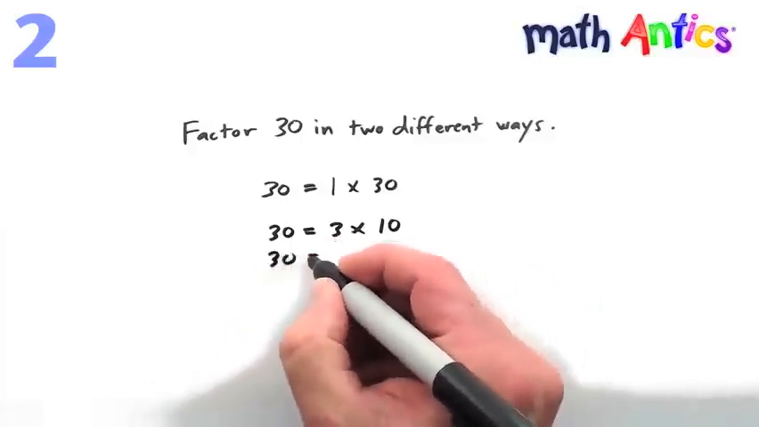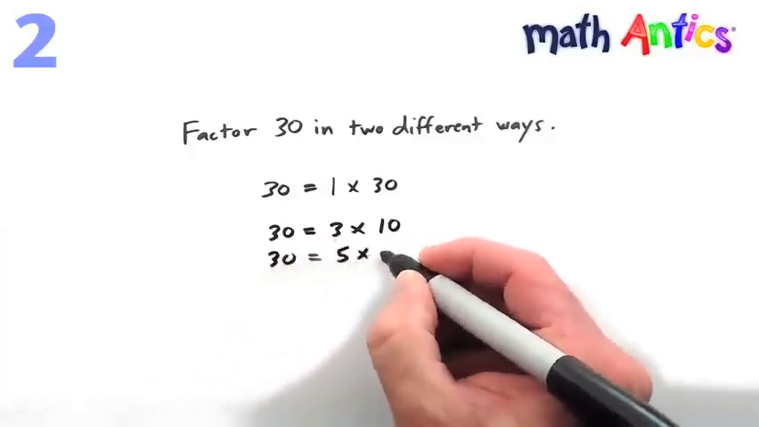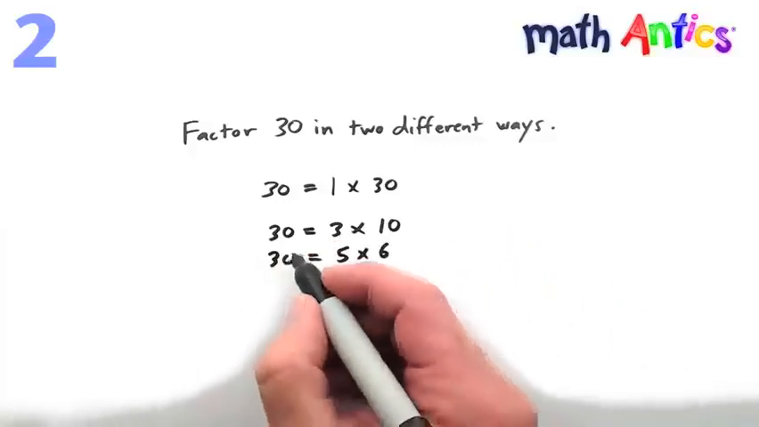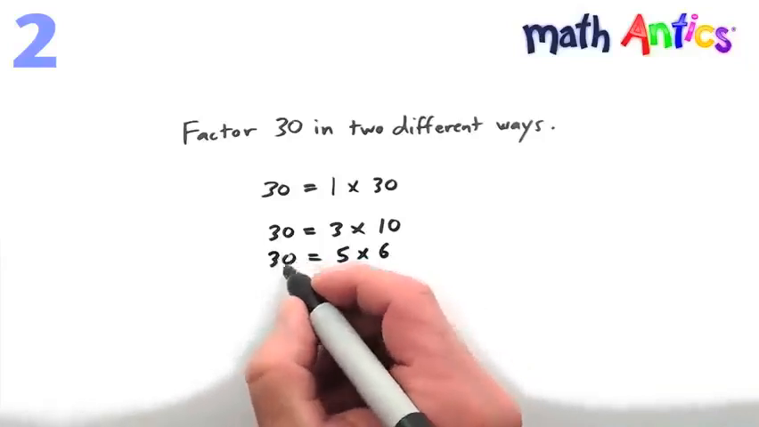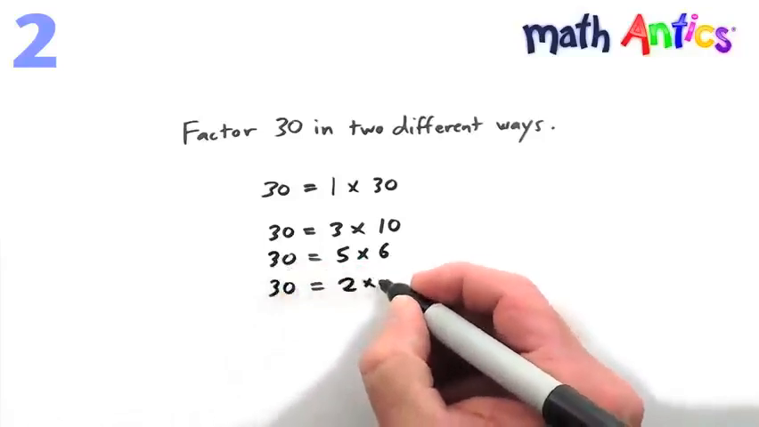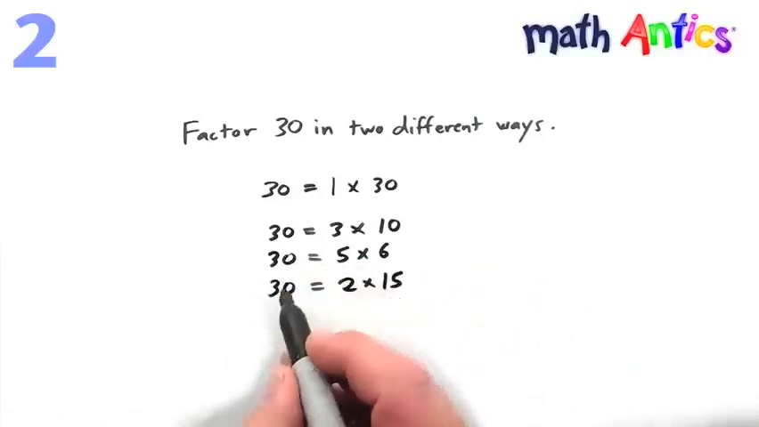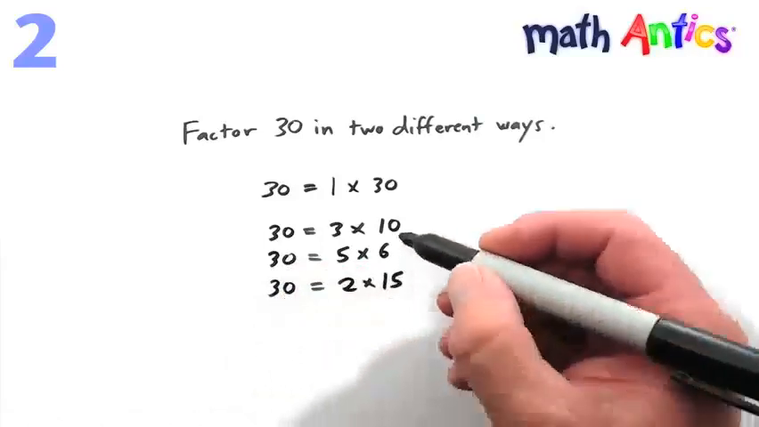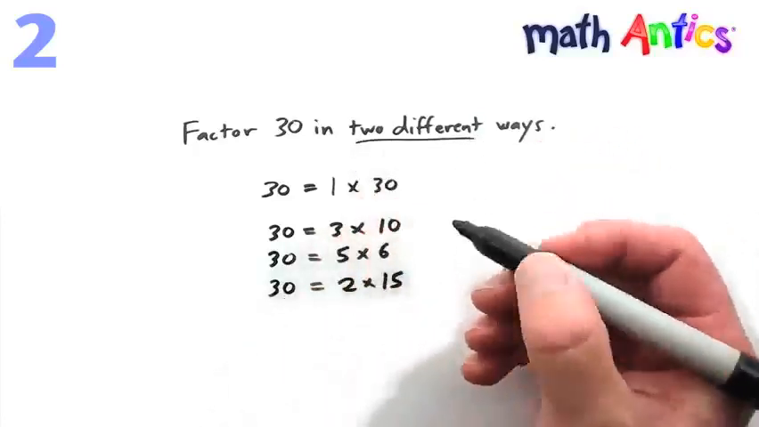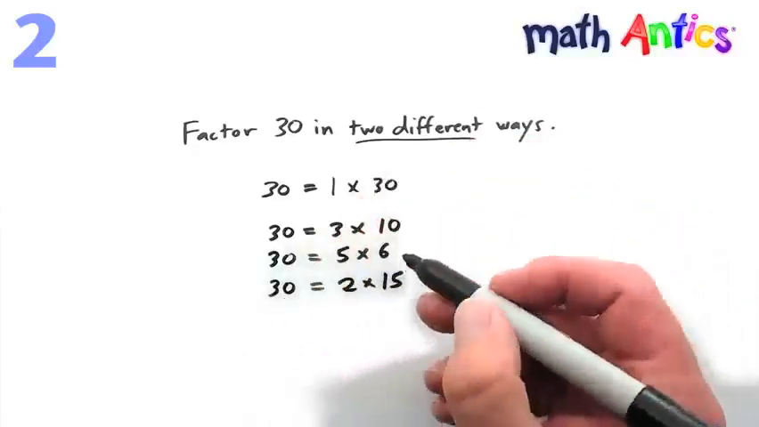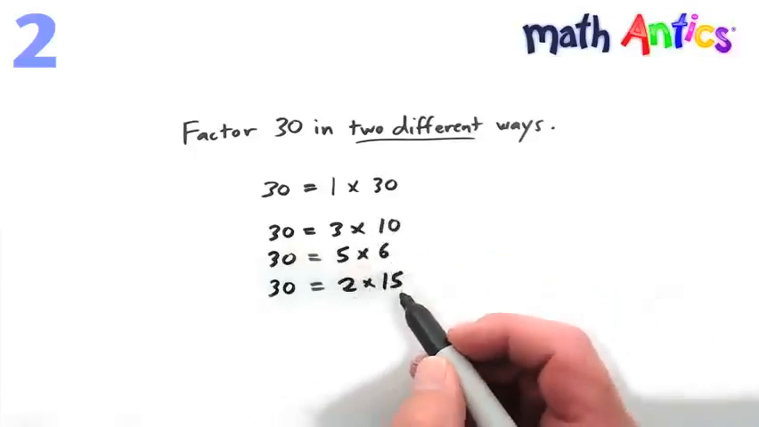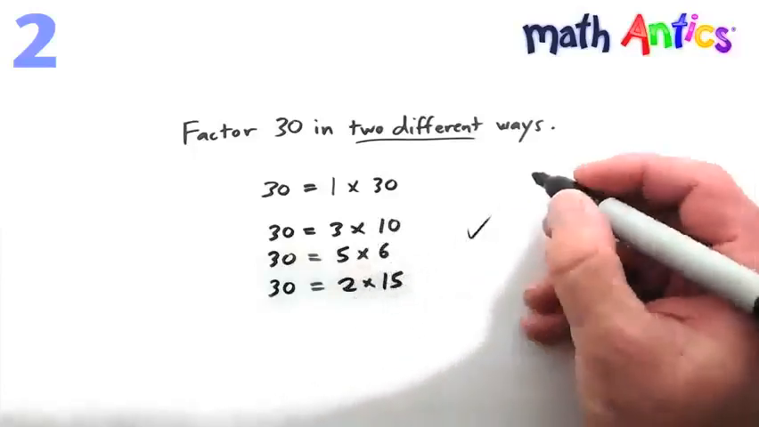30 could also be factored as 5 times 6. If you remember your multiplication chart, 5 times 6 would give us 30. And there's one more way. 30 is an even number, so we could divide it by 2. 2 is a factor. 2 15s, or 2 times 15, would also give us 30. So these are all the different ways we could factor 30, and our problem only asked us for 2 of them. So if you picked any 2 of these solutions, 1 times 30, 3 times 10, 5 times 6, or 2 times 15, then you got the answer right.